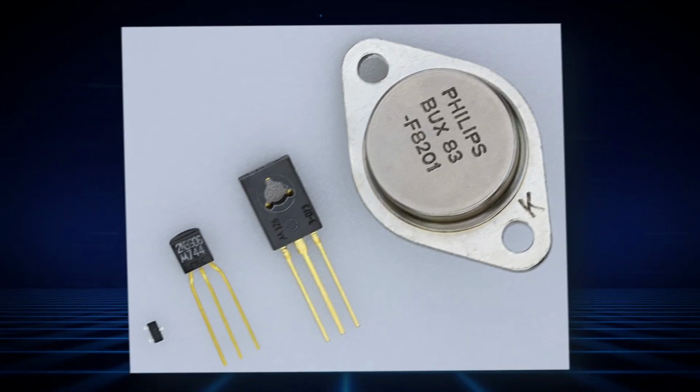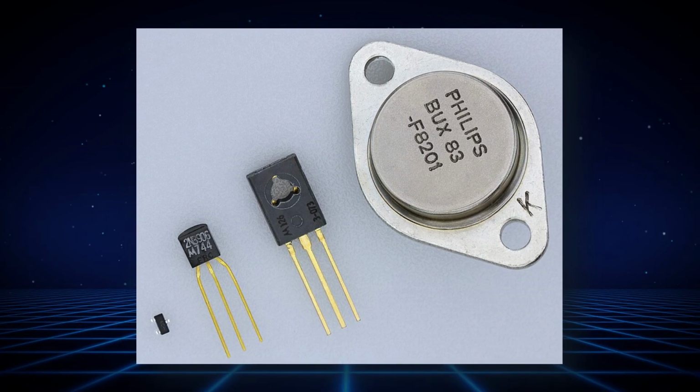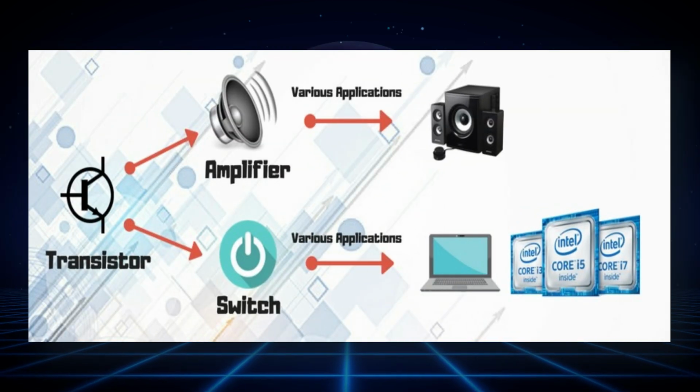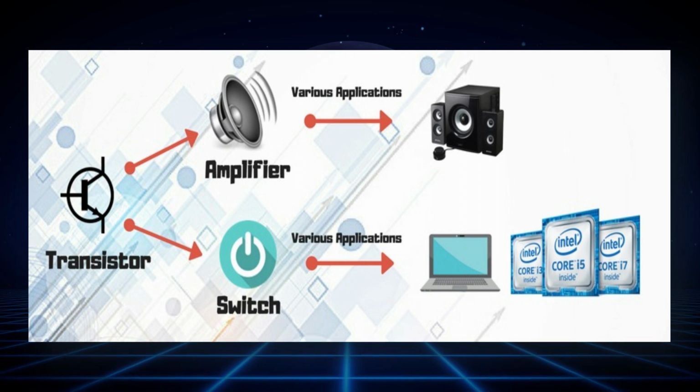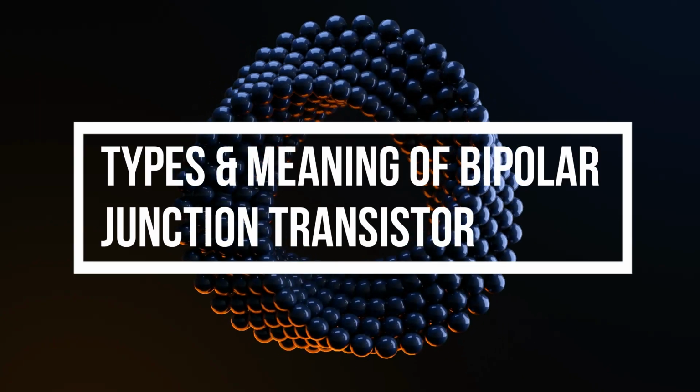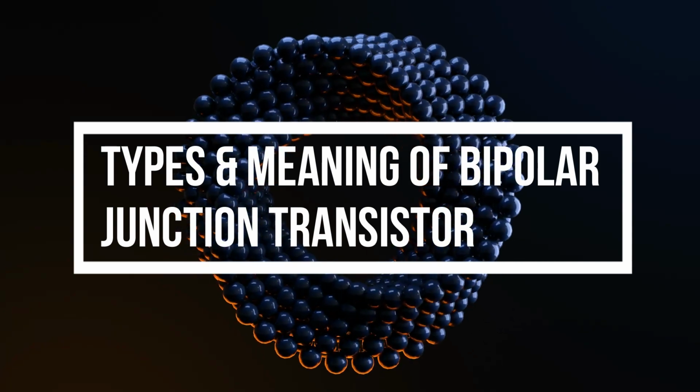Transistor is derived from two words, transfer plus resistor. It means the transfer of resistance. The transistor is a semiconductor device used to amplify or switch electronic signals and electrical power. Transistors are used in amplification, switching, signal processing, power conversion, radio frequency applications, light emitting diodes, photovoltaic cells, and so on. Now moving on to the next part, that is types and the meaning of bipolar junction transistor.